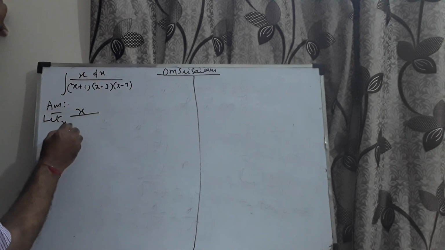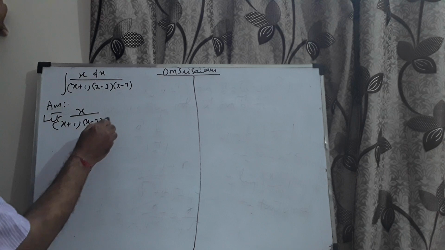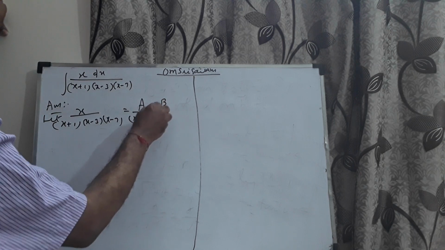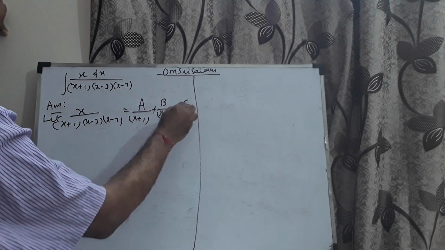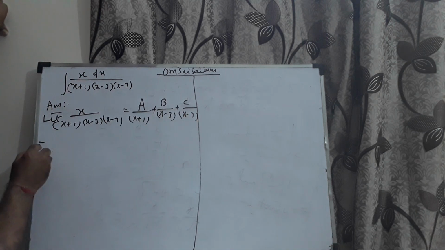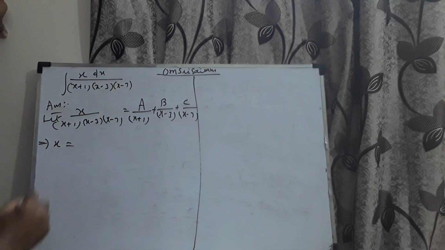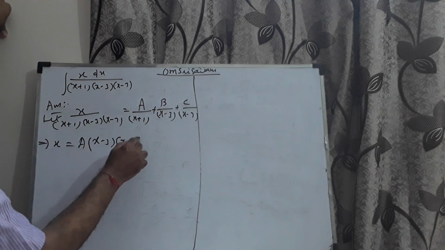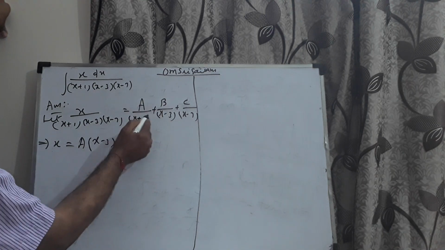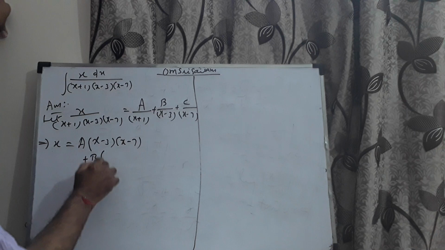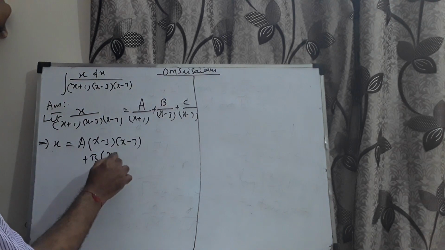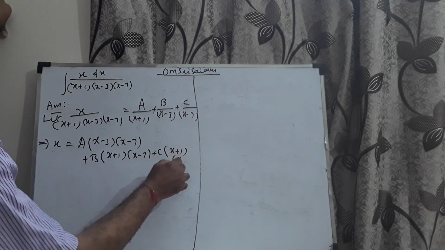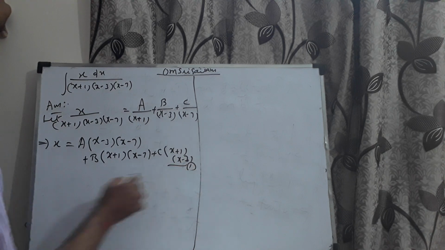Let x divided by (x plus 1) into (x minus 3) into (x minus 7) be equal to a by (x plus 1) plus b by (x minus 3) plus c by (x minus 7). After taking LCM and cancelling out the denominator, I end up with x is equal to a into (x minus 3) into (x minus 7). I should multiply these two and divide these two here. And of course, plus b into (x plus 1) into (x minus 7) plus c into (x plus 1) into (x minus 3). The denominator anyway gets cancelled.